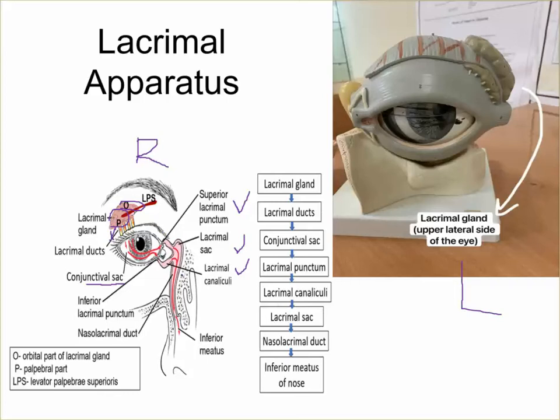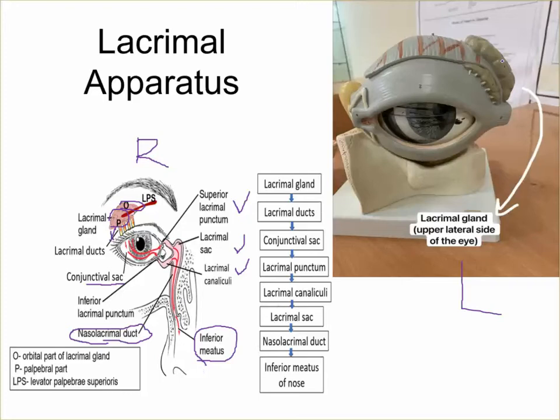It's a large sac, and then it runs into the nasolacrimal duct, which opens in the inferior meatus in the lateral wall of the nose. So that's how the nasolacrimal duct opens in the inferior meatus of the lateral wall of the nose.